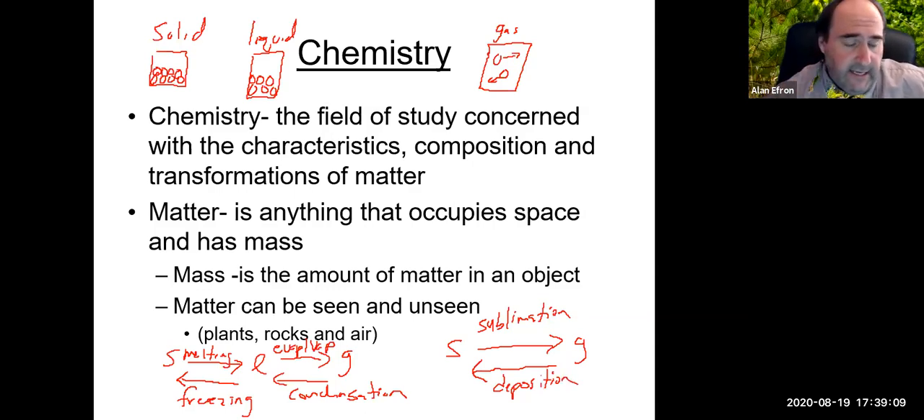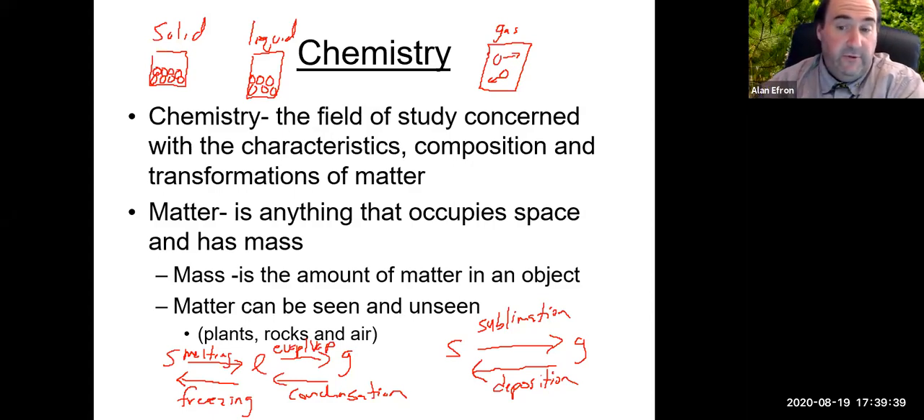So for example, sublimation, when we go from solid to gas directly, a very common example of that is dry ice. Dry ice is solid, and it goes from solid directly to gas. No liquid cleanup in between or anything like that. Dry ice, as you may or may not know, is not ice, not water. It is carbon dioxide that does that.